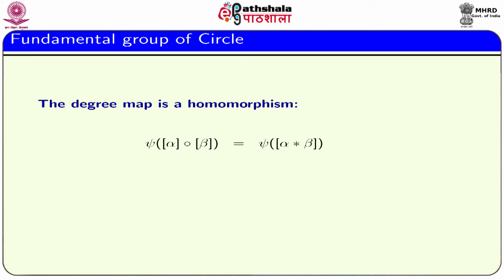The degree map is a homomorphism. If we start with psi of class alpha composed class beta, then that is psi of class of alpha star beta, but that is omega of 1, which is alpha tilde 1 plus beta tilde 1, and that is psi of class alpha plus psi of class beta.